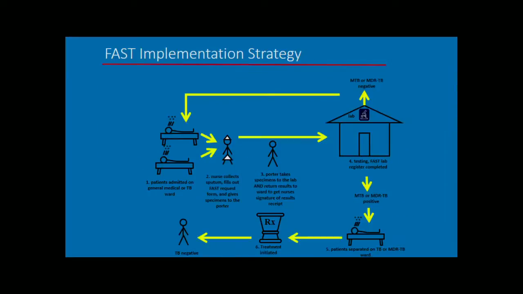Here I am showing the implementation strategy very simply. All admitted patients in the hospital had their sputum collected by the nurses, and this sputum was sent to the laboratory, the NTRL, firstly. After the Xpert test, if someone was diagnosed as TB, they were sent to the TB ward. If someone was not diagnosed as TB, they remained in the same ward. If someone was diagnosed as MDR TB, they were sent immediately to the MDR TB ward, and treatment was initiated immediately.